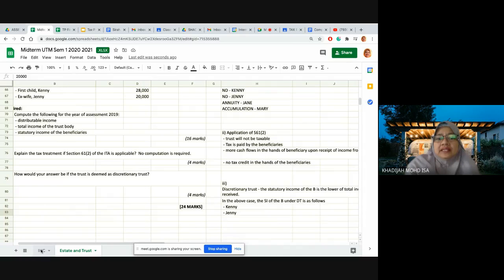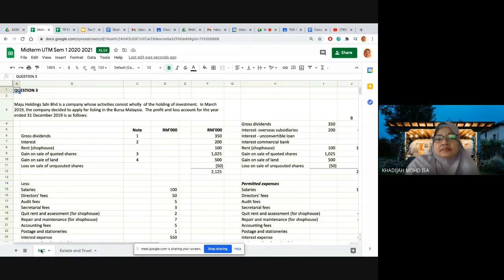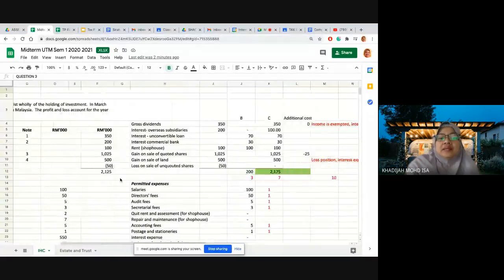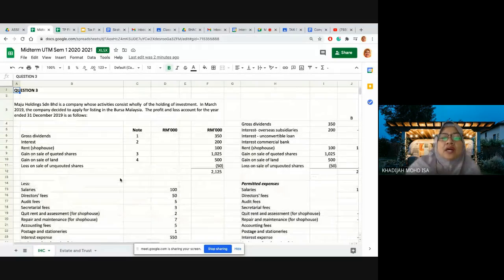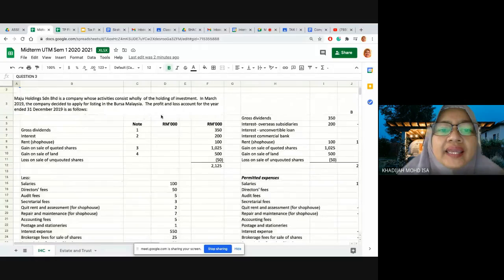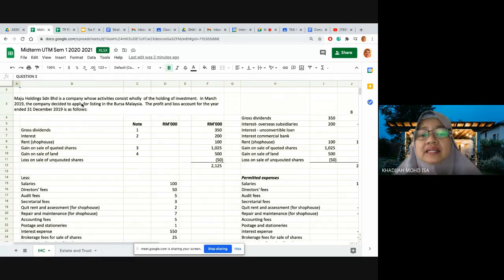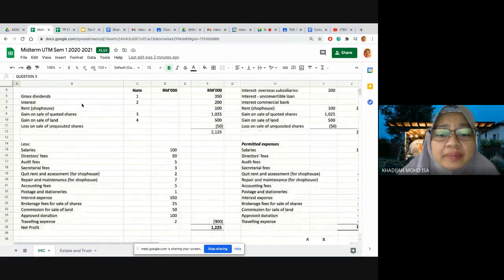Question number 3. Question number 3 is Sendian Berhad. Sendian Berhad is not a listed company. In March 2019, they will apply. So the company is still a non-listed company.